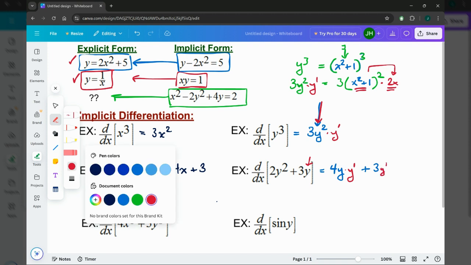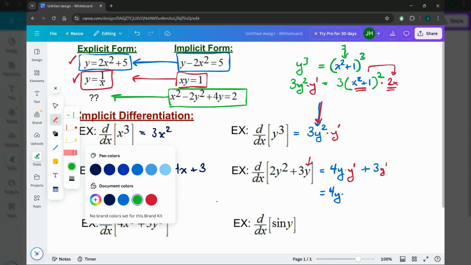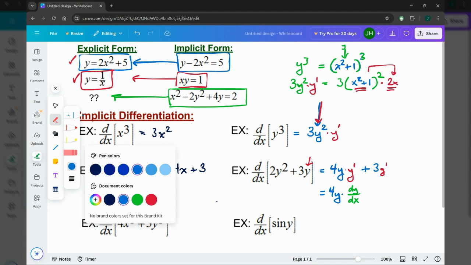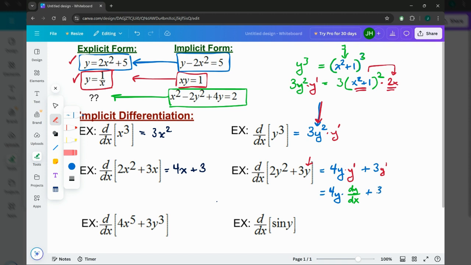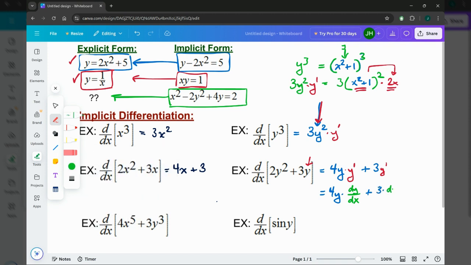Now let me write this another way. This is 8y cubed, and we need to multiply by the derivative of y with respect to x. The derivative of y with respect to x would be dy dx. The derivative of 3 times y would be 3 times the derivative of y with respect to x.